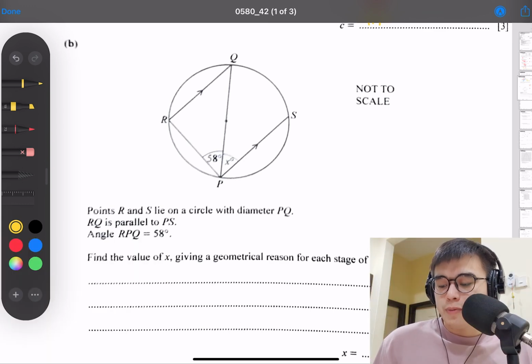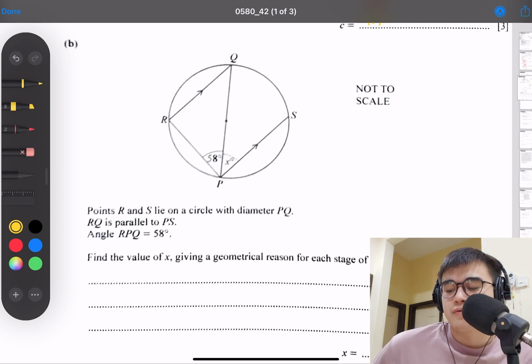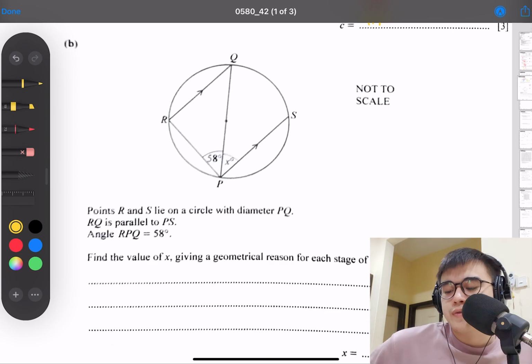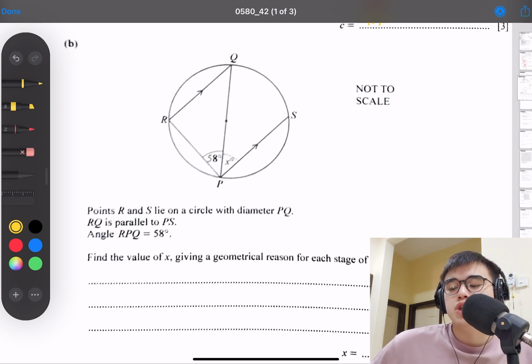Moving on, we have part B here. Find the value of x, giving the geometrical reasons for each stage of your workings. So they want us to identify the x value here. R and S lie on a circle with diameter PQ, and RQ is parallel to PS. Calculate the angles information.